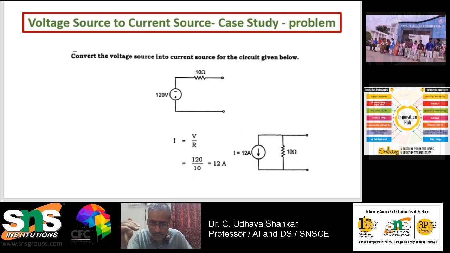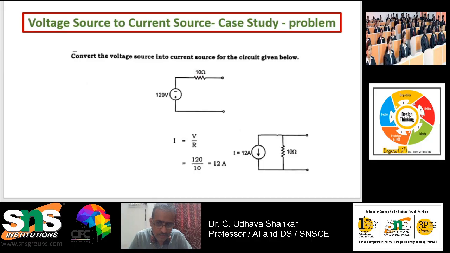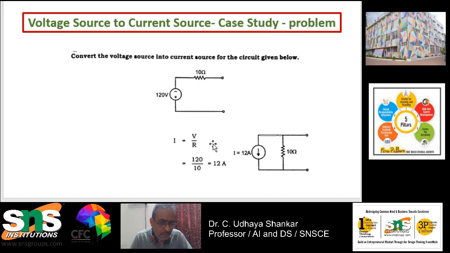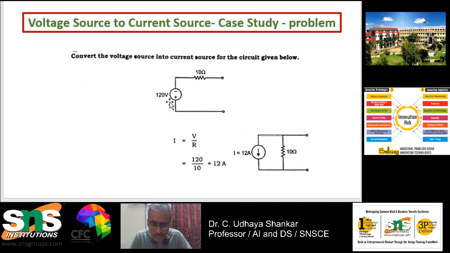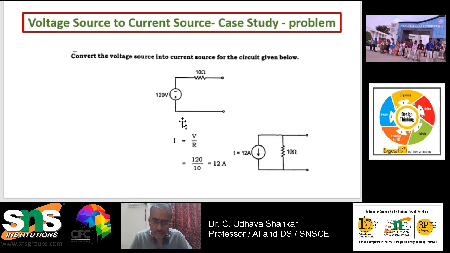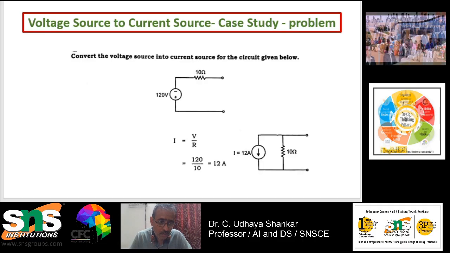If you want to convert that voltage source to a current source, as per Ohm's law, I will be equal to V by R. So 120 divided by 10 ohms gives you 12 amps. So I equals 12 amps, and Rs will be in parallel with the current source. I have marked the arrow in the downward direction because this 120 volt source has the positive in the lower terminal. If the plus were on the upper side, then the arrow mark would be on the upper side. So this is how we convert a voltage source to a current source.